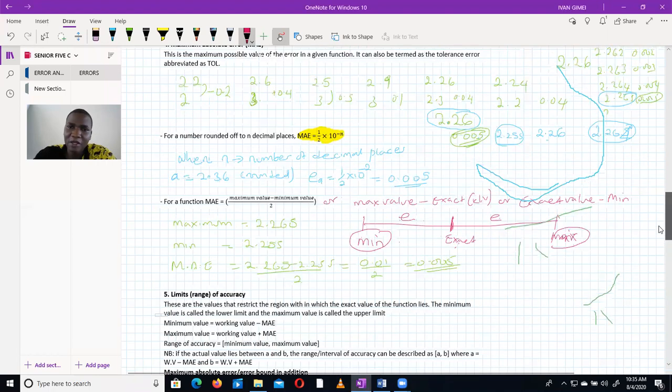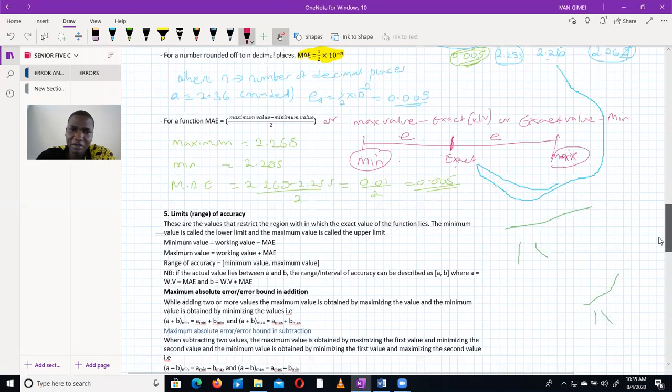So next time we shall dive into the details. We shall look at the limits of accuracy. How do you find the limits? I've just talked about them here shortly. Sometimes we call them limits. We shall look at the difference between when they ask for limits, range, or interval. How do you deal with those three terms?